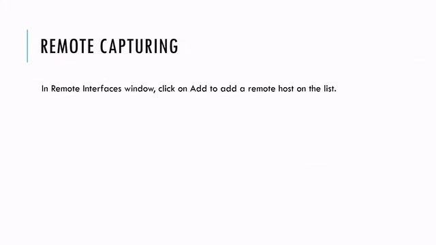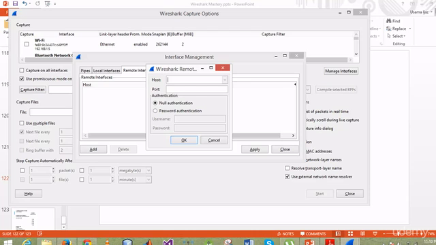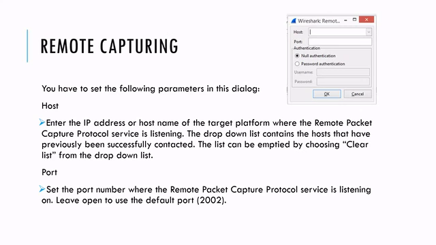In the Remote Interfaces window, click on Add to add a remote host to the list. So we click Add, and this is our pop-up dialog. You have to set the following parameters in this dialog.